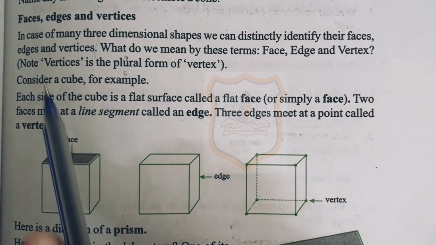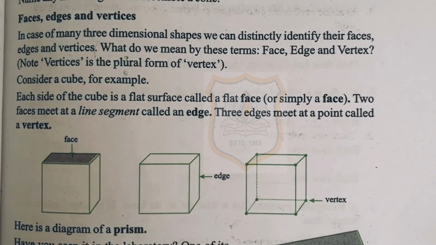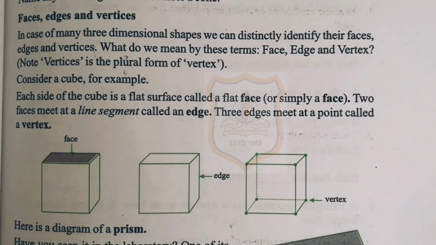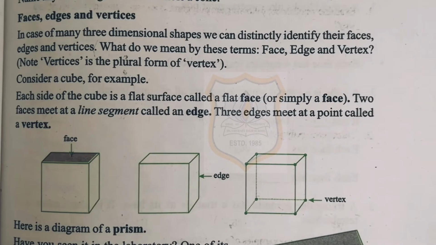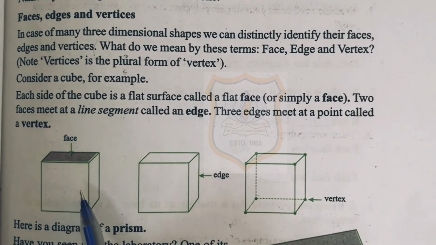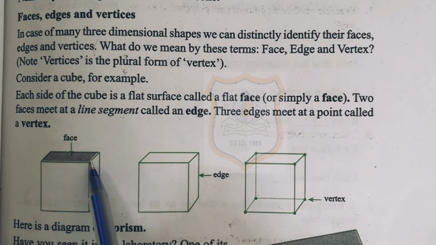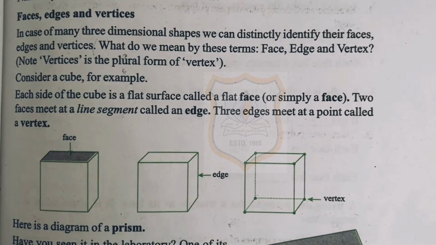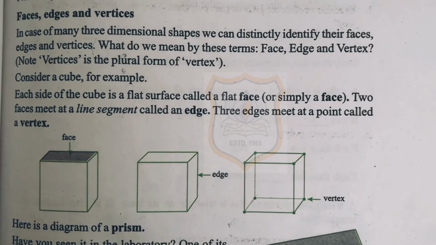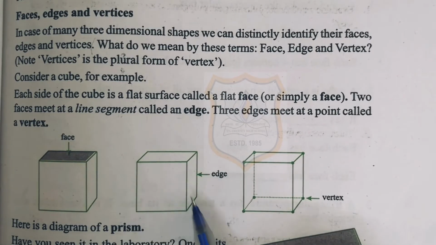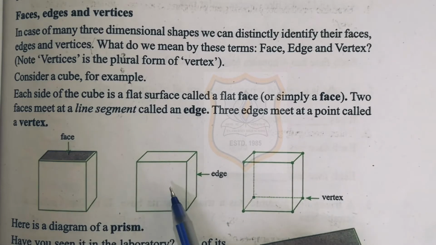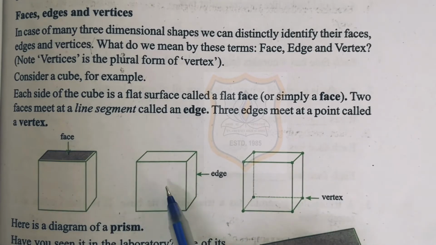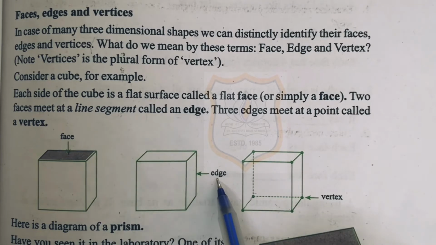Now next is faces, edges and vertices. Three-dimensional shapes have many attributes such as vertices, faces and edges. The flat surfaces of the 3D shapes are called the faces. Here in this figure you can see this is the flat surface, it's called the face, and the line segment where two faces meet is called an edge. Here you can see this is one face and this is the other face of the figure, and the line segment where the two faces meet is called the edge.